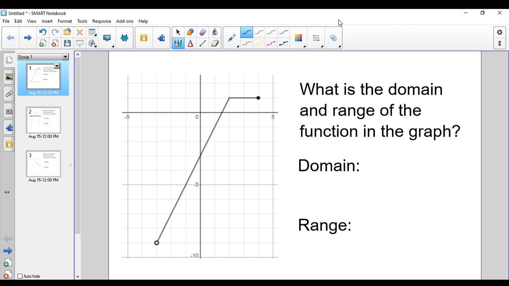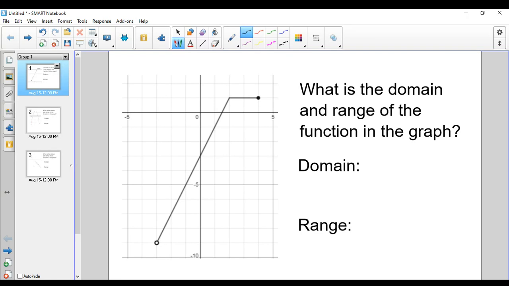Okay, so what is the domain and range of this graph? The first thing you have to do is find the endpoints, and you have to notice if each is included or excluded. Remember, the empty circle, the open circle, means that it is excluded, and the closed circle means that it is included.